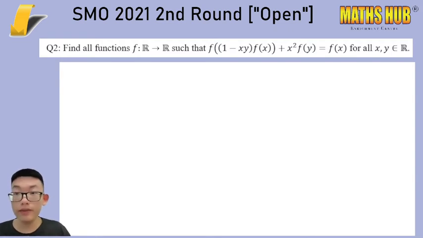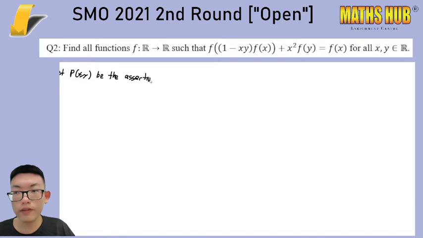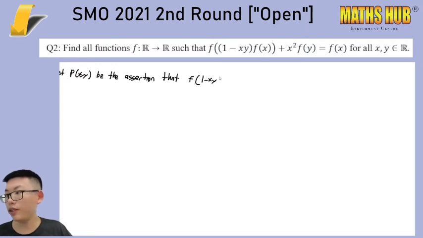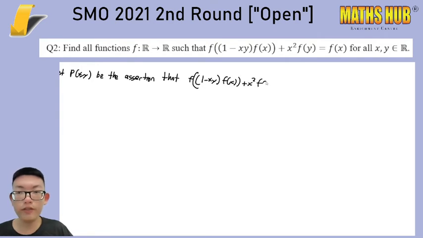Now the first tip is that for convenience's sake, a lot of times we would write something like "let P(x,y) be the assertion that," and then just write the whole thing down. Right, so f(1 - xy)f(x) + x²f(y) = f(x).